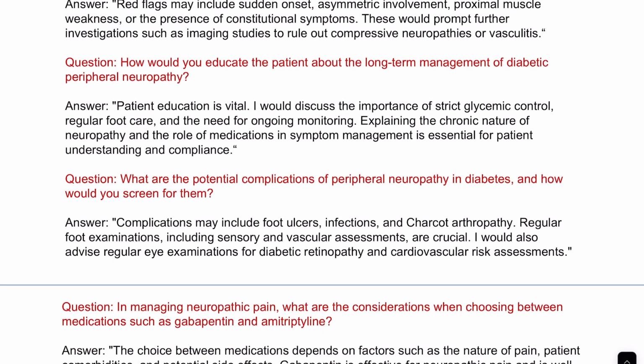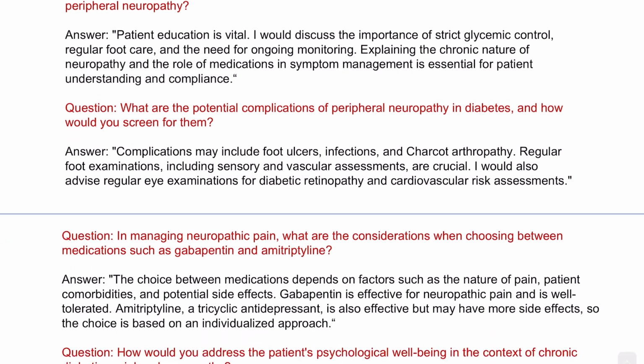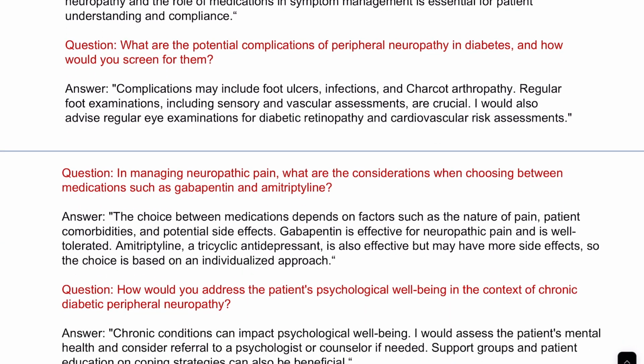How would you educate the patient about the long-term management of diabetic peripheral neuropathy? So patient education is vital. I will discuss the importance of strict glycemic control, regular foot care, and the need for ongoing monitoring. Explaining the chronic nature of neuropathy and the role of medications in symptom management is essential for patient understanding and compliance.